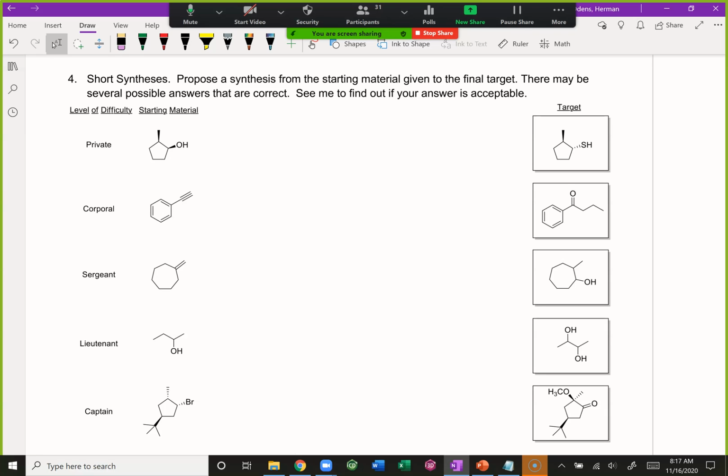So this is the most difficult thing in OCHEM, honestly. Thinking backwards or thinking forward to finish something. So it says propose a synthesis from the starting material given to the final target. There might be several possible answers that are correct.